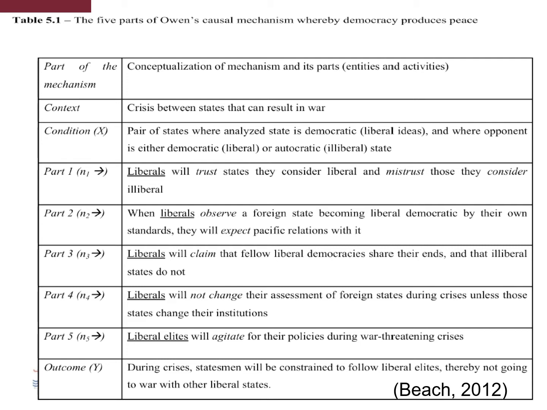And a key thing to look at here, and this is going to come up, is that we have entities doing things, right? Underlined, we have liberals will trust or mistrust, right? They will observe, they will expect, they will claim, right? Liberal elites will agitate, right? And so we have entities doing things, and that's a big part of the causal mechanism. All of this, by the way, comes from the theory, right? And this is the trace of what you expect the process to look like if the theory is correct, right?